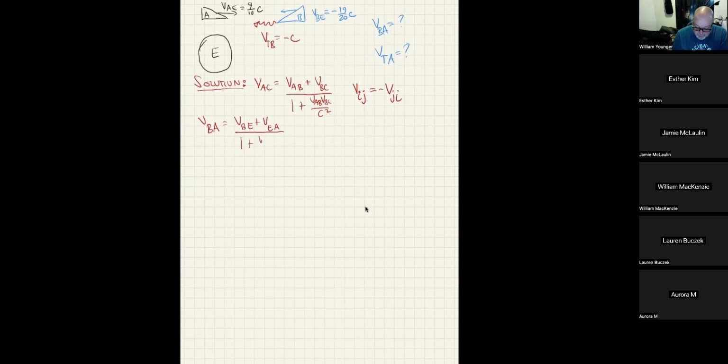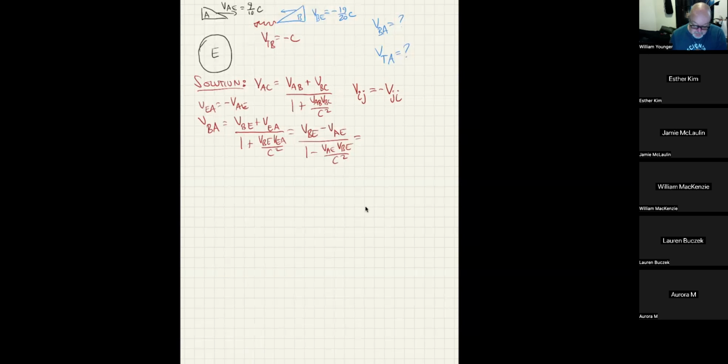So this is VBE, VEA over C squared. Now, VEA is just negative VAE. So there's me using that helpful hint that I told you about. So I'm now going to write this as VBE minus VAE over 1 minus VAE VBE over C squared. Now I can start putting my numbers in.